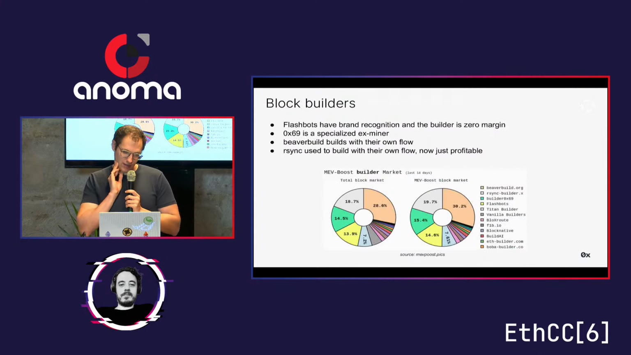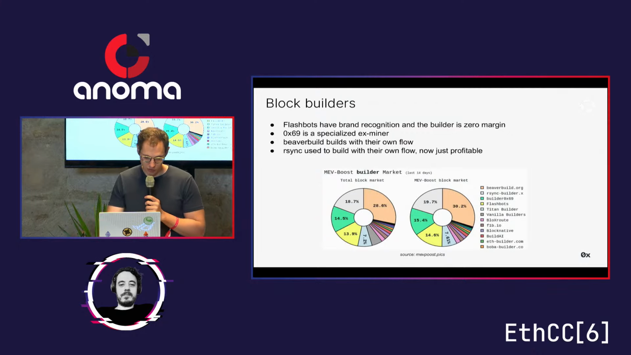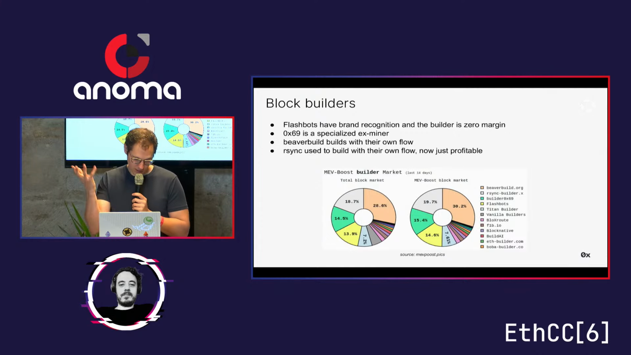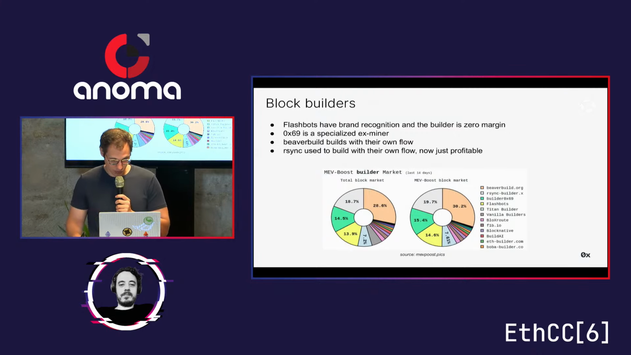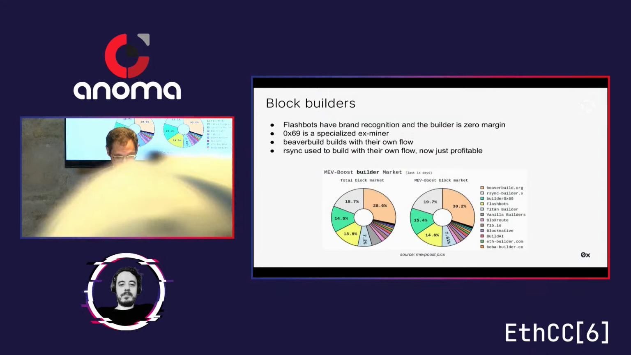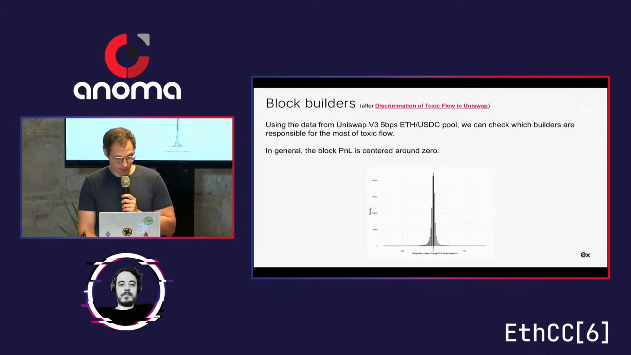Why is that the case? Flashbots have brand recognition, and their builder is zero margin. They are not trying to make money off their builder, at least for now, so they can give away the most to the block builders. 0x69 is a specialized ex-miner. Beaverbuild builds with their own transactions, which I will describe in a second. And rsync used to build with their own flow as well. Now it's just a profitable builder.